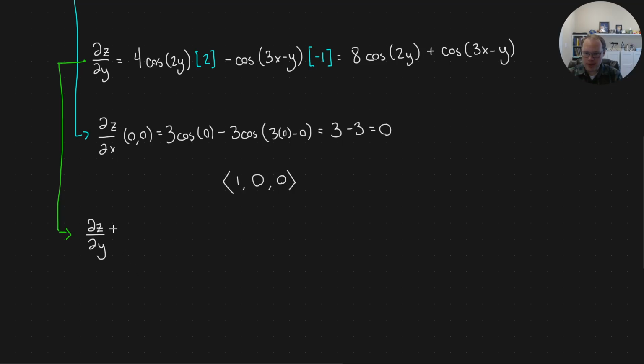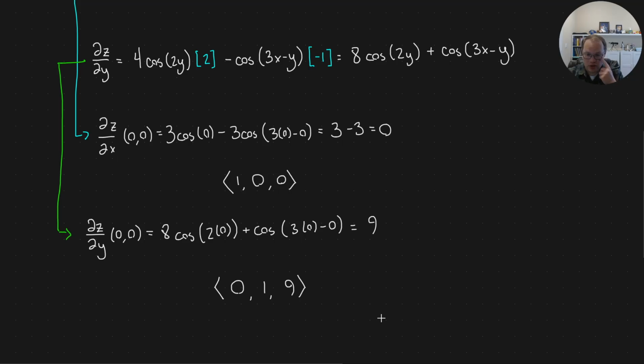Partial derivative of z with respect to y at 0, 0. So I'm plugging into this function here: 8 times cosine of 2 times 0 plus cosine of 3 times 0 minus 0. I get cosine of 0 and cosine of 0, so I get 8 plus 1, which is 9. Which means now I'm moving in the y direction, so for every 1 unit change in the y direction, my z is changing 9 units.